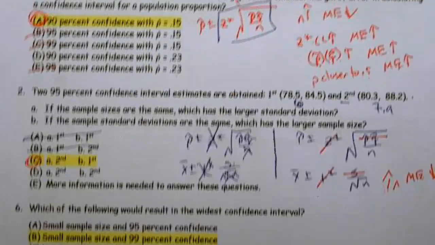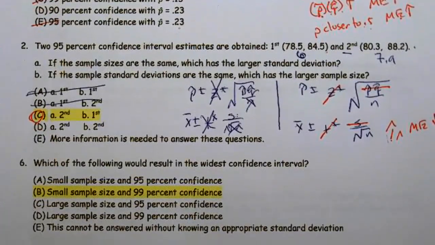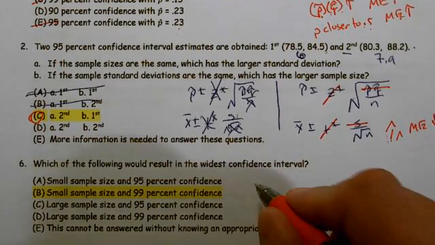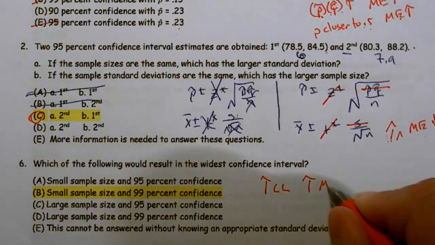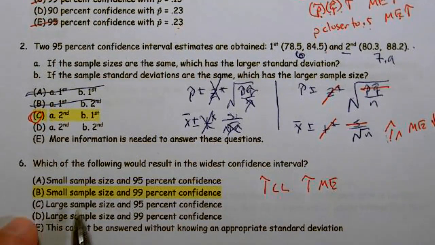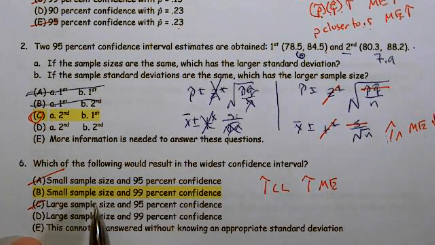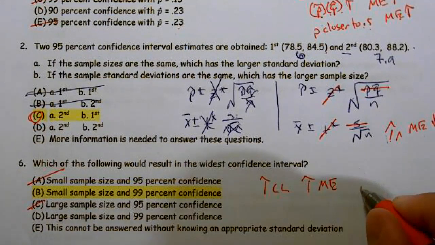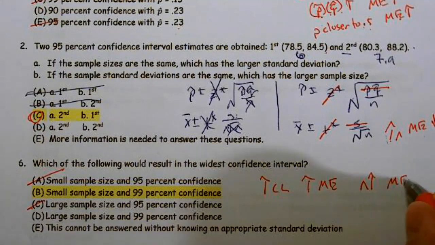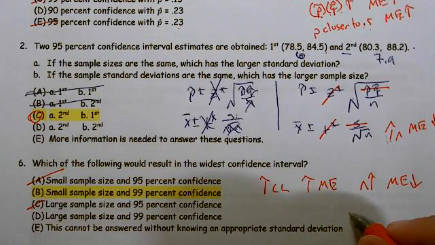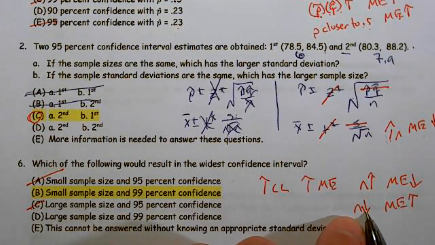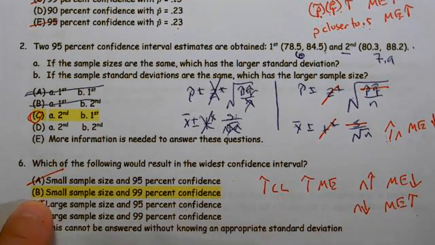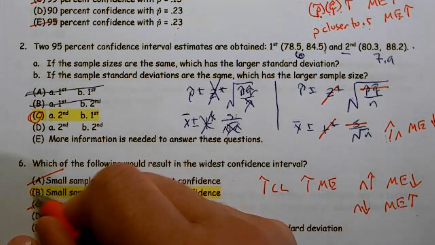All right. Which of the following result in a widest confidence level? Well, I always like to start off with the Z star part. As our confidence level goes up, our margin of error or our interval width goes up. So I'm going to want to choose the one with the largest confidence level. That gets rid of C and A. But then we're talking about sample size. As N goes up, our margin of error goes down. But they want the widest, so let's swap this. As N goes down, our margin of error or our interval width increases. So the smallest N will give me the largest interval. So small sample size, largest confidence level gives me the largest interval.